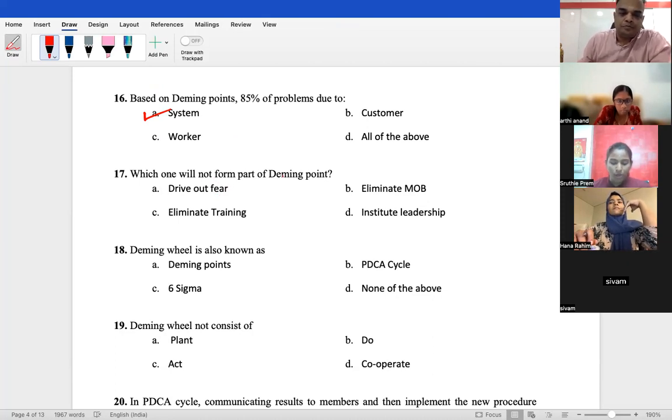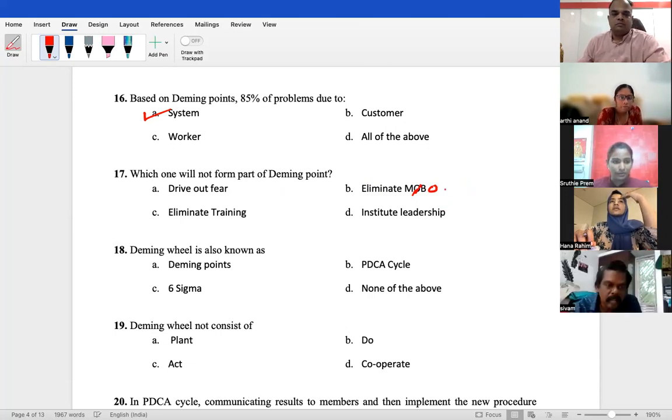Next. Which one will not form part of Deming points? Deming has 14 points. Option A, drive out fear. B, eliminate management by objective, MBO, not MOB. C, eliminate training. D, institute leadership. Drive out fear is a correct answer. Eliminate MBO is a correct answer. Institute leadership is a correct answer.